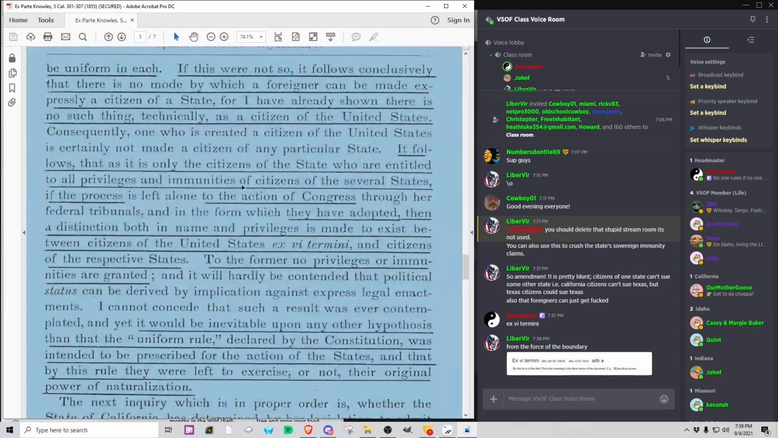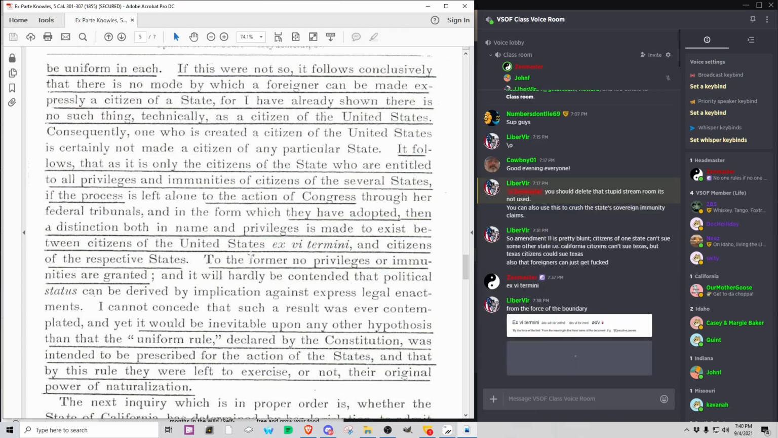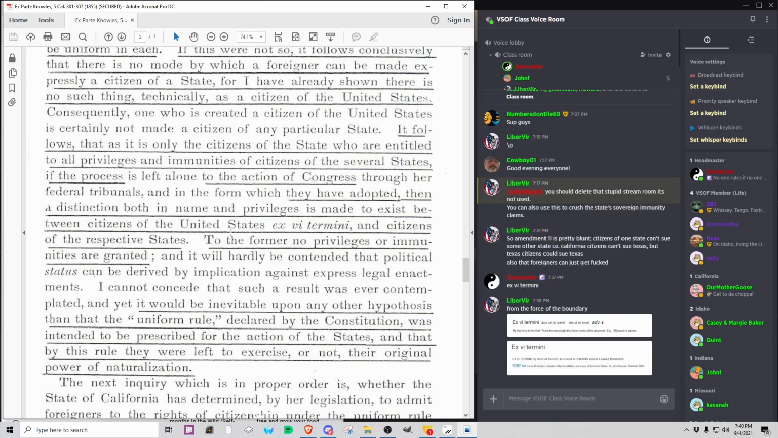Okay? Because they literally just said to the former, meaning the citizen of the United States, no privileges or immunities are granted, because it's not something that actually exists. You can only be a citizen of a respective state, right? At this time in 1855. Again, what they did after the Civil War and Reconstruction of the 14th Amendment is a whole different story. They came along and said, "Oh, well, let's do this. Let's create this other thing," right? Okay.